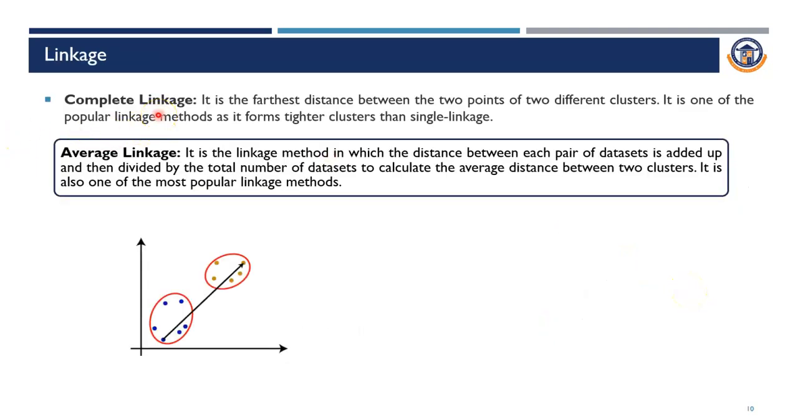The next one is the complete linkage. It is the furthest distance between two points of two different clusters. It is one of the popular linkage methods as it forms tighter clusters than single linkage.